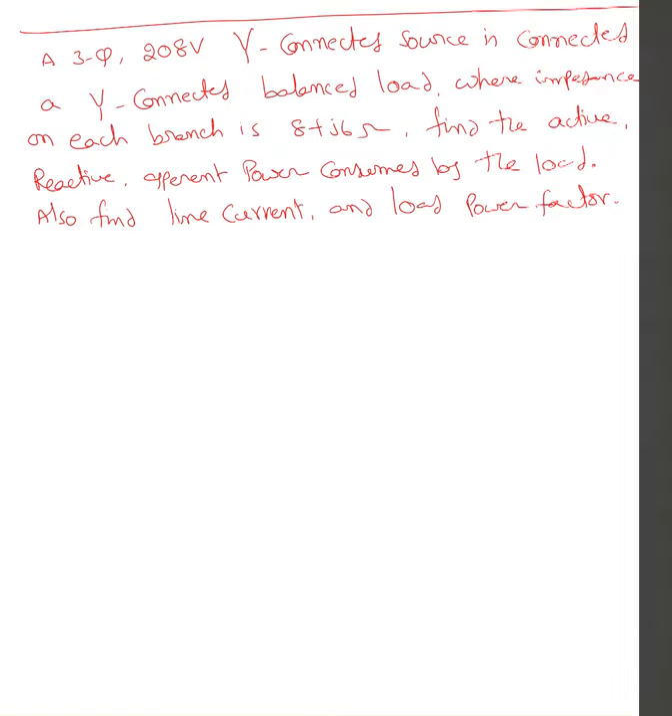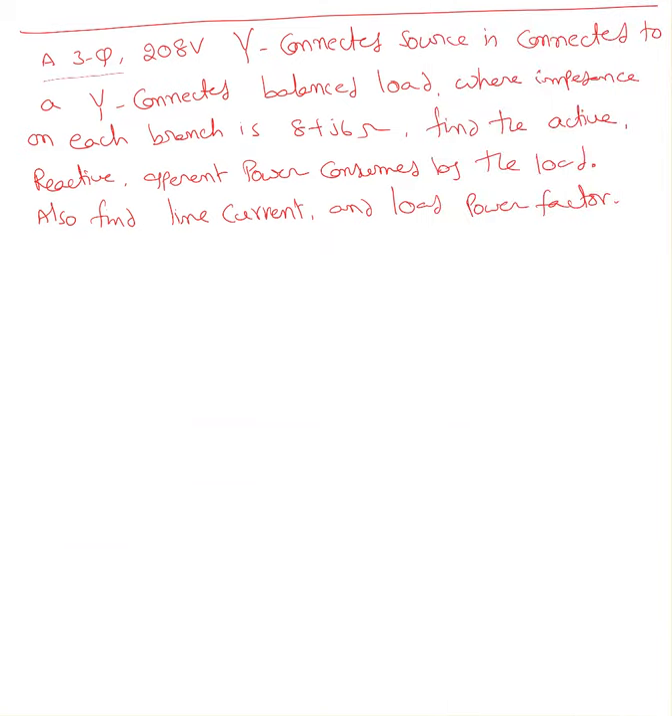Here is an example. In this example, he's talking about a three-phase 208 volt Y-connected source connected to a Y-connected balanced load. So the source is Y connected, and the load is also Y connected. Important point: whenever you see this number, it is always the line value, the line voltage. In a three-phase system, the given voltage is always a line voltage. Now he's saying it's a balanced load. Impedance on each branch is 8 plus j6 ohms. Find the active power, reactive power, and apparent power consumed by the load. Also find the line current and load power factor.